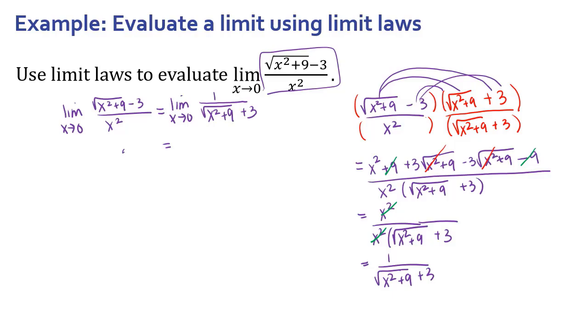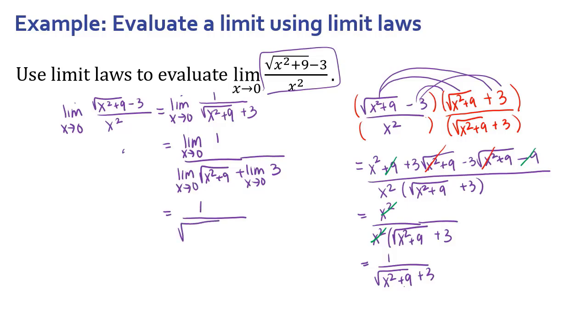So we'll go through and we'll do some limit laws on this. So I can take the limit as x approaches 0 of 1 in the numerator over the limit as x approaches 0 of the square root of x squared plus 9 plus the limit as x approaches 0 of 3. So the limit as x approaches 0 of 1 is just 1. Down here, I can move that limit inside of the square root. So take the square root to the outside using those limit laws.